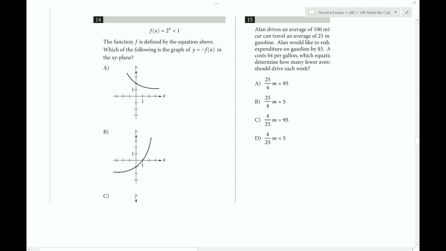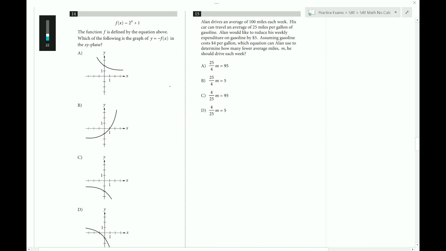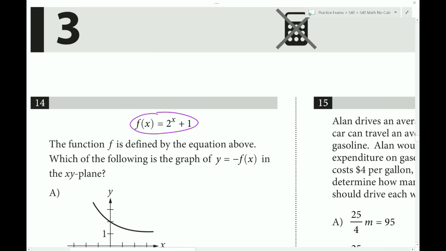Okay. The function f is defined by the equation above. Which of the following is the graph of y equals minus f of x in the xy plane? Alright. So we could look at this and then do a reflection. To make y negative, we'd have to reflect in the x-axis. That's one option, right? So what would the original function look like?